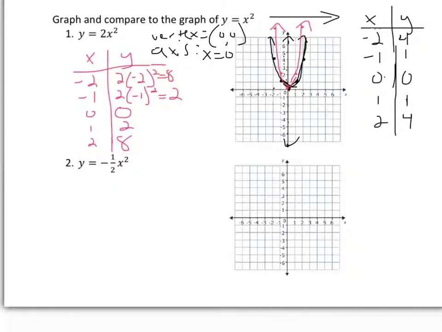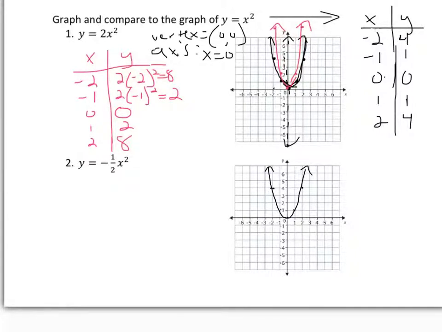Now, how would I describe or compare these two graphs together? Well, since a is changing and becoming bigger than 1, it's just going to get skinnier and skinnier. Okay, so if it was 4, it'd get even skinnier. If it was 90, it'd get even skinnier. Okay, that's what's happening there. Now, number 2 here, I still have the same exact graph for y equals x squared. Okay, nothing changes there.